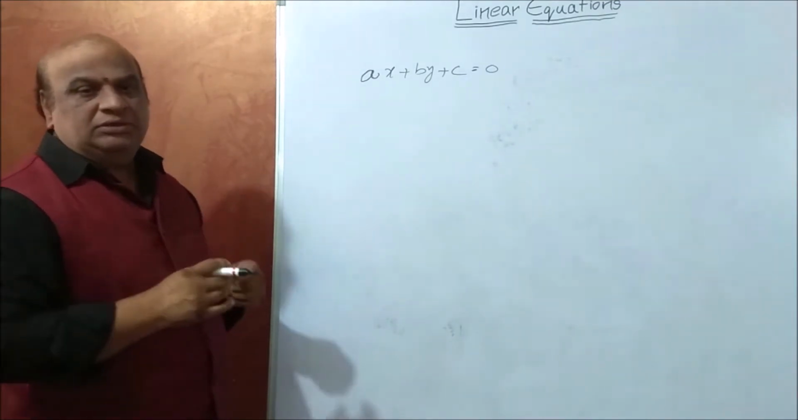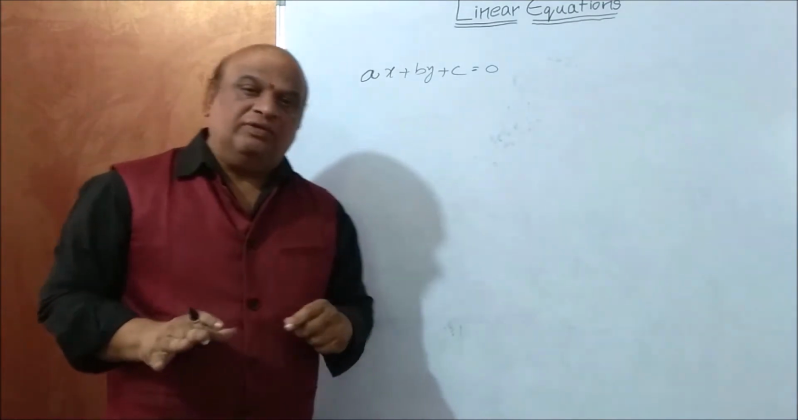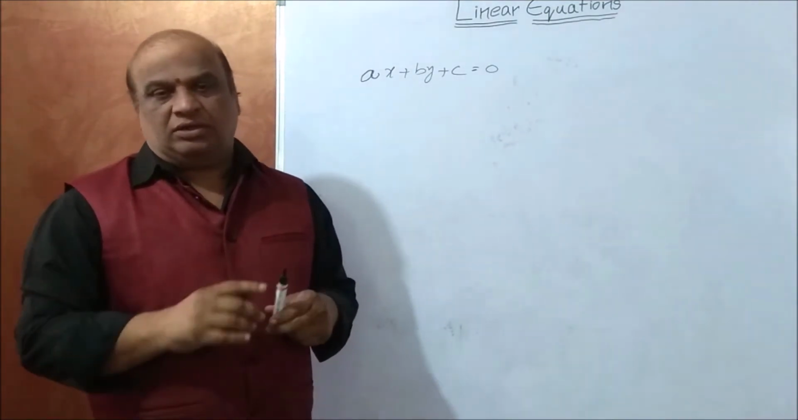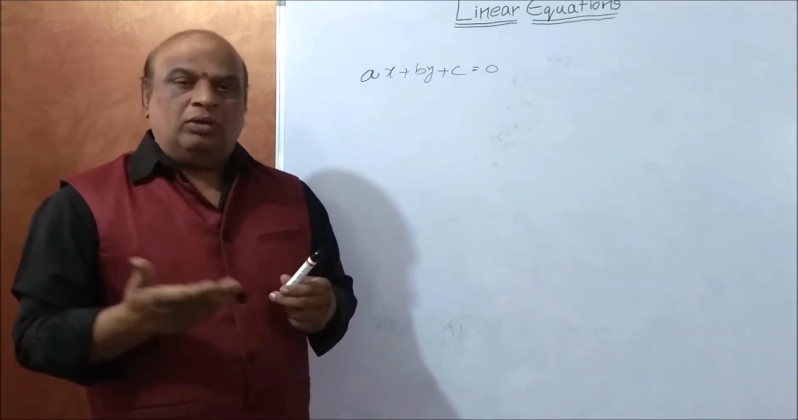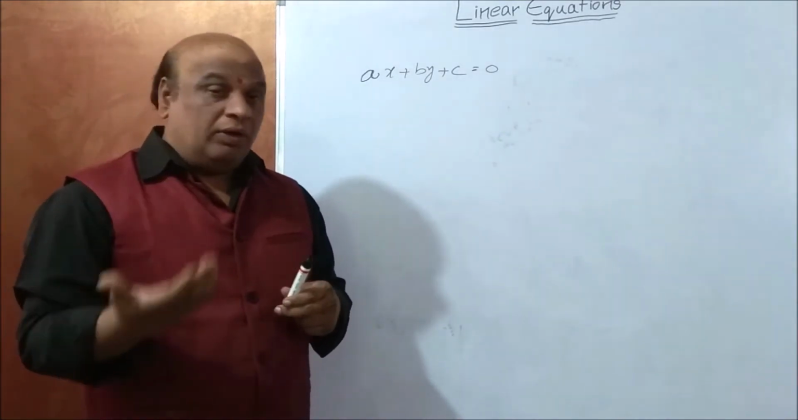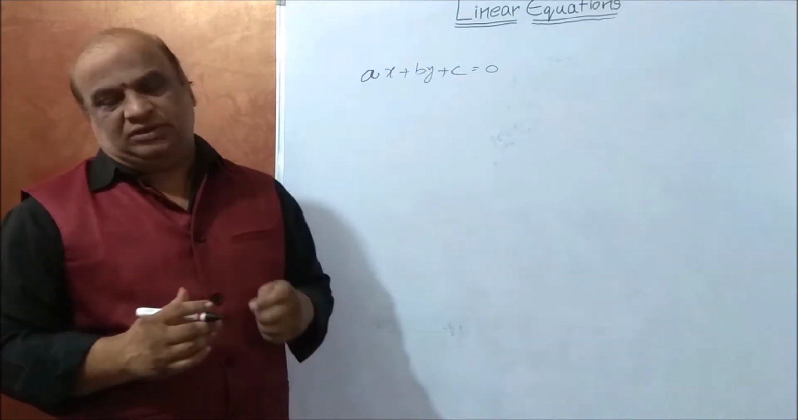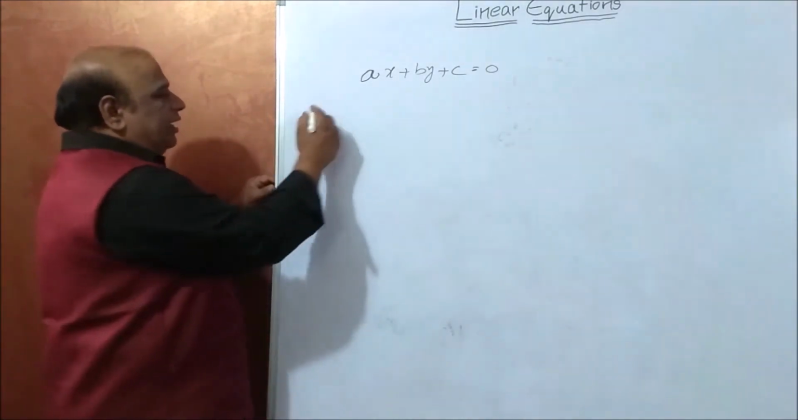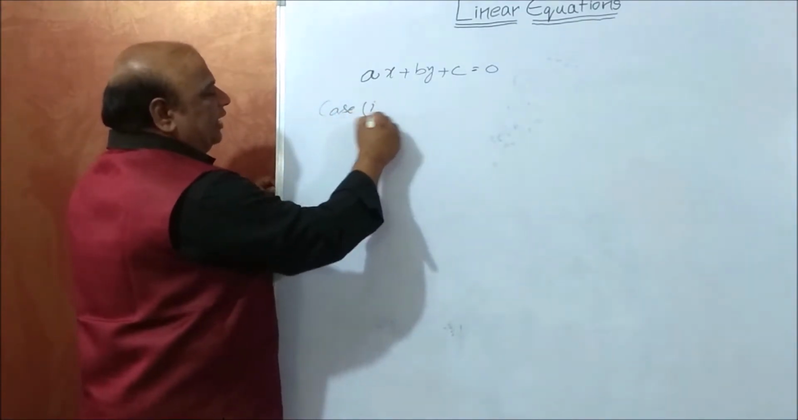My point is, why is this called a linear equation? What is the meaning of linear equation? I want to explain that concept. Generally we know what an equation is. Now here, specially, it is called a linear equation. If you observe this, here is case 1.